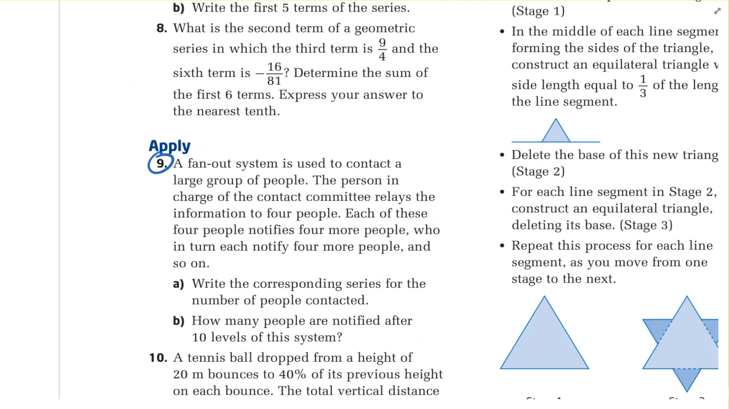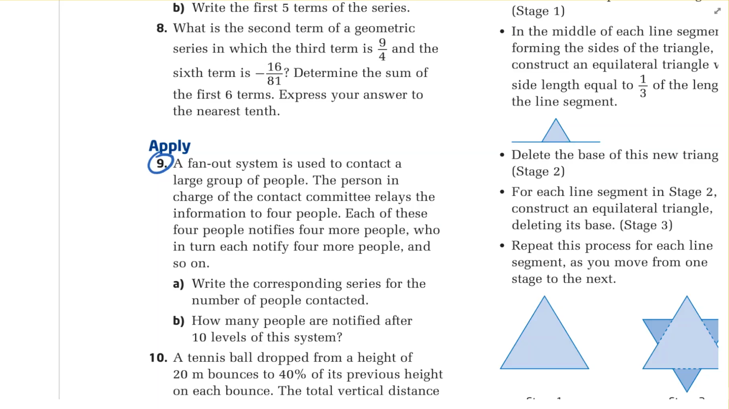Okay, so for 9, it says a fan-out system is used to contact a large group of people. The person in charge of the contact committee relays the information to 4 people. Each of these 4 people notifies 4 more people, who in turn each notify 4 more people, and so on. So write the corresponding series for the number of people contacted.